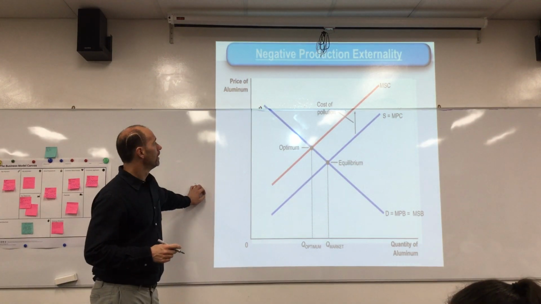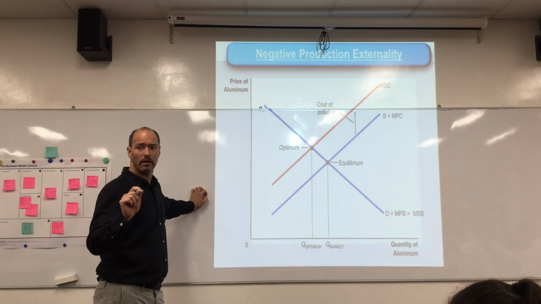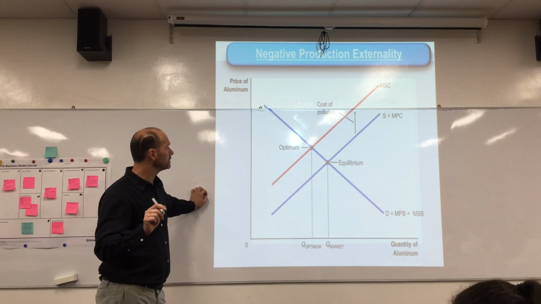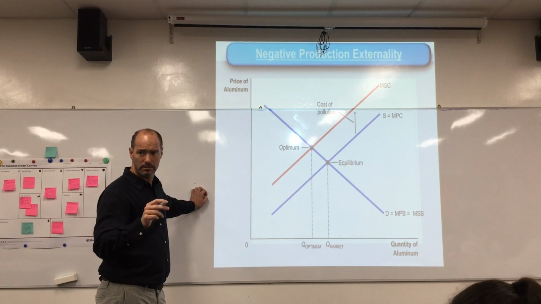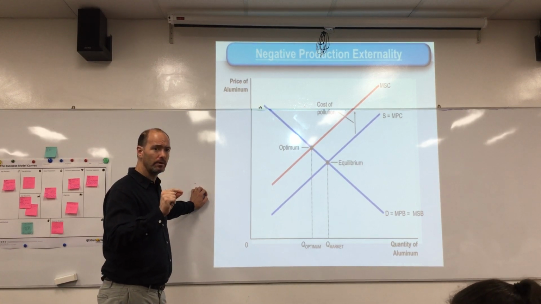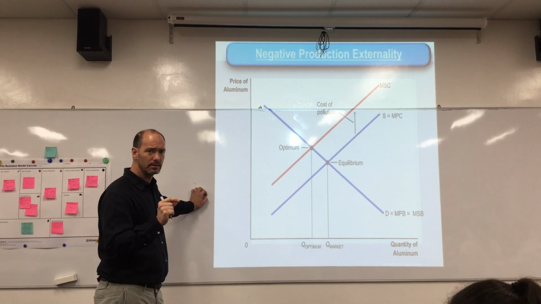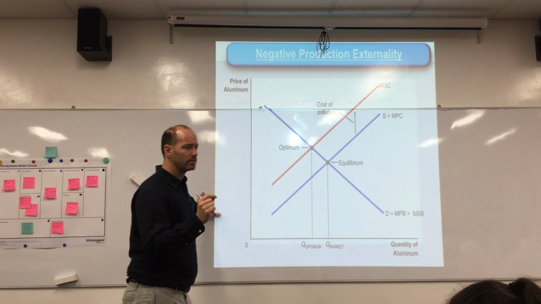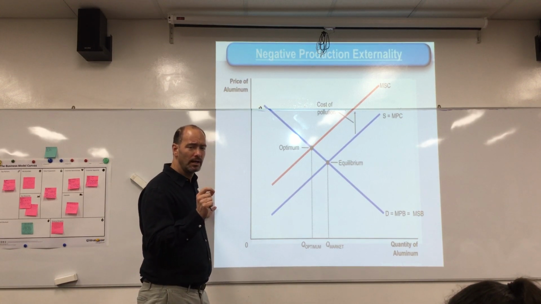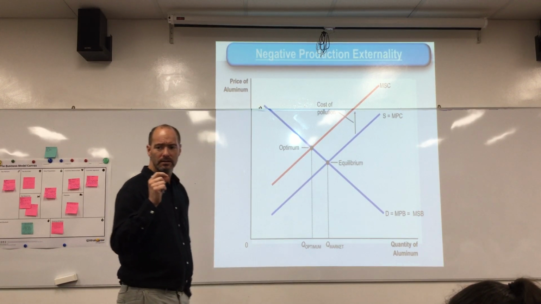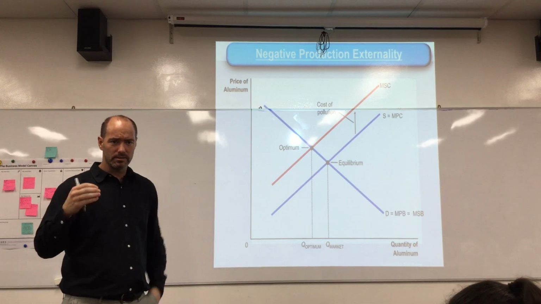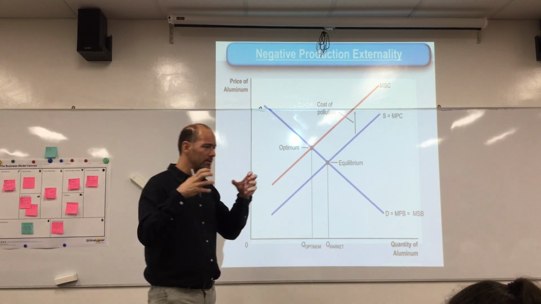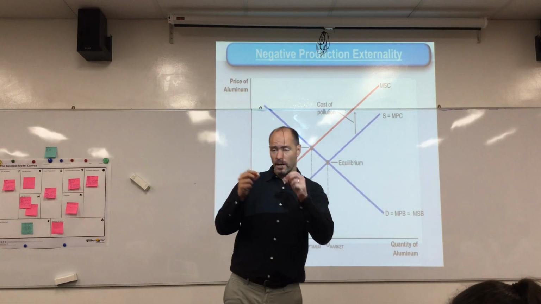Okay. So today's lecture is on externalities. I'll talk briefly about negative externalities and positive externalities. We'll define an externality as a third-party cost, so that in any transaction, there's a buyer and a seller.